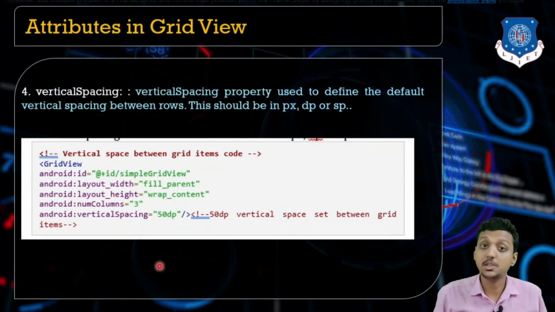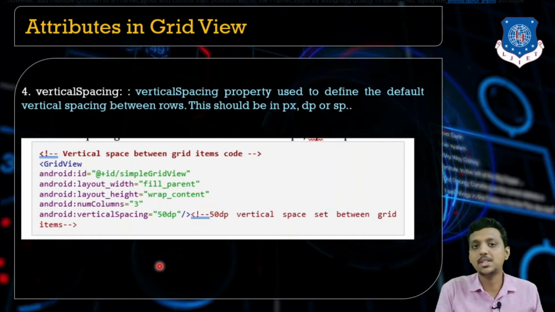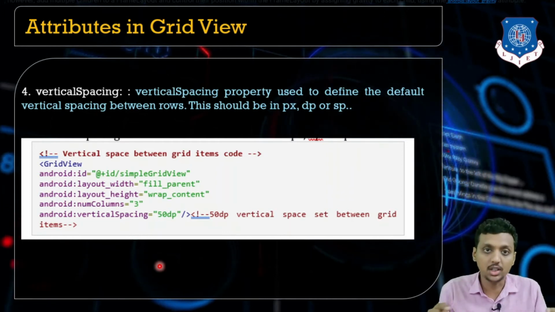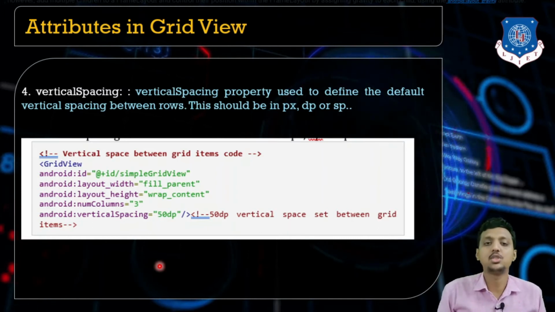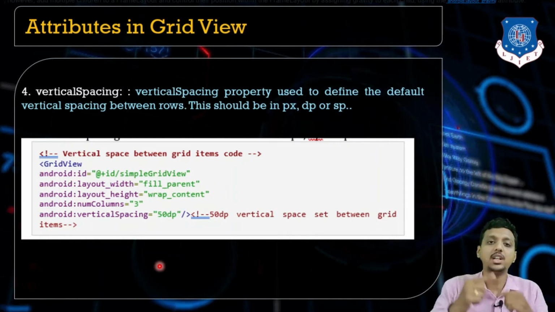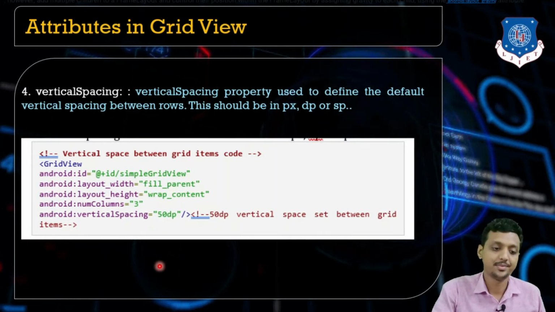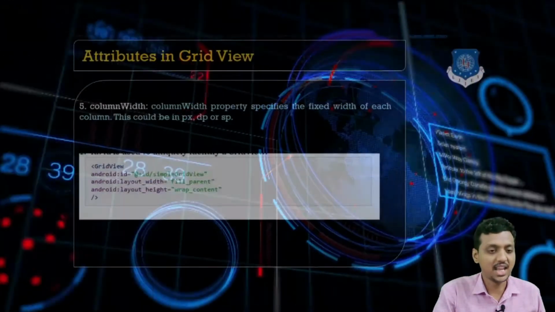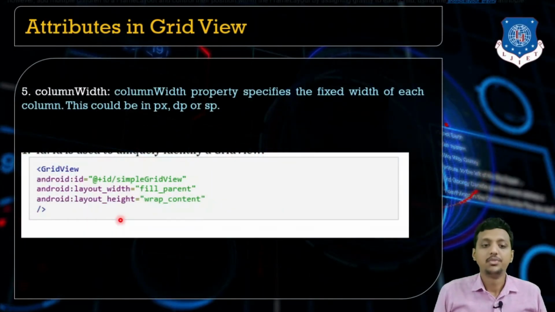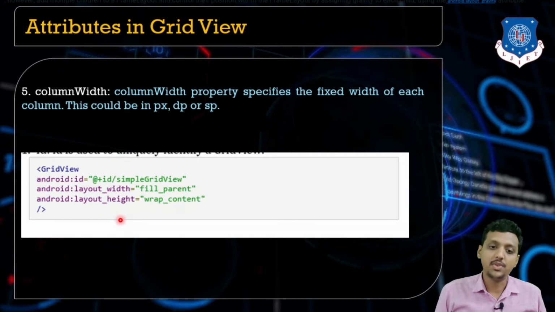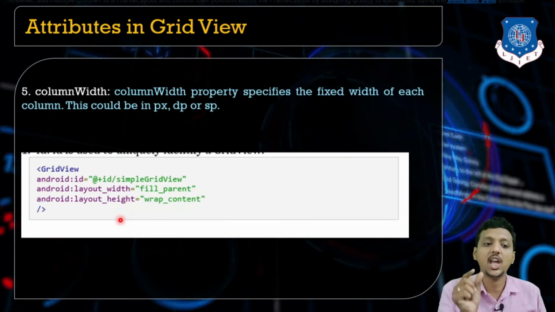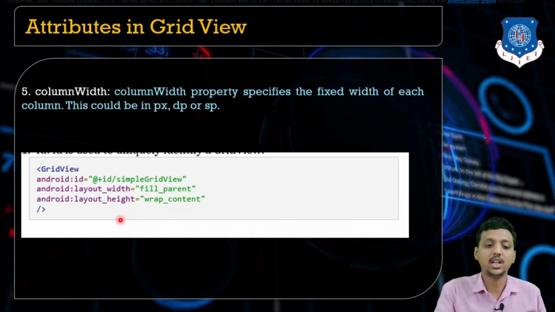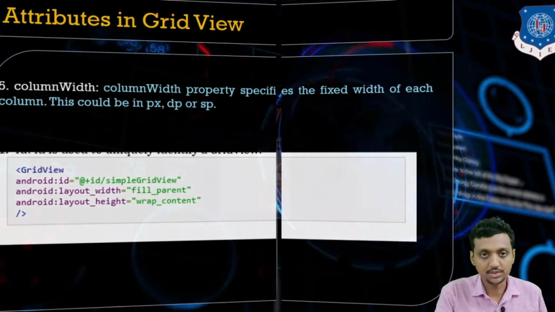Next is vertical spacing. As the horizontal spacing is used to give the space between two different grid items horizontally, here the vertical spacing is used to give the space between two different grid items vertically. So this is how you can write down the vertical spacing. Next, the column width. Students, the column width specifies the fixed width of each and every column. If you have specified the fixed width, then you can write down the column width attribute.